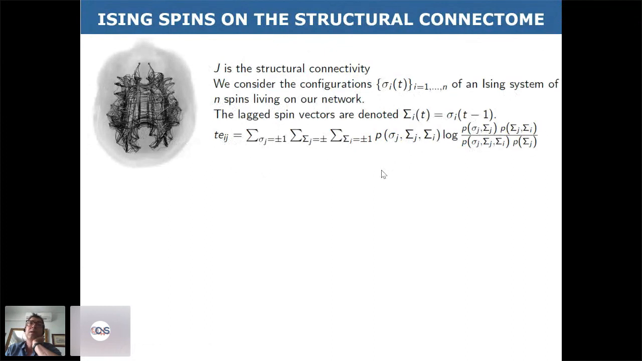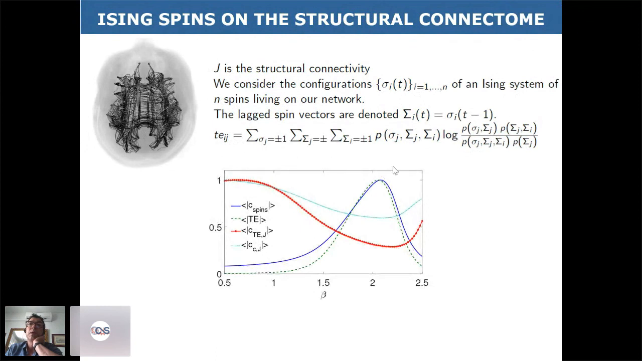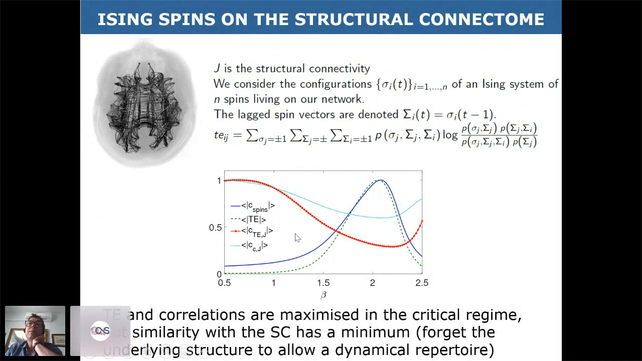So what happens when we change the temperature of the Ising system? We see that the average correlation between spins, in blue, and the average transfer entropy peak in the critical region. On the other hand, the similarity between the pattern of correlation and the structural connectivity, but also the similarity of the transfer entropy and the structural connectivity, have a minimum in the same range.